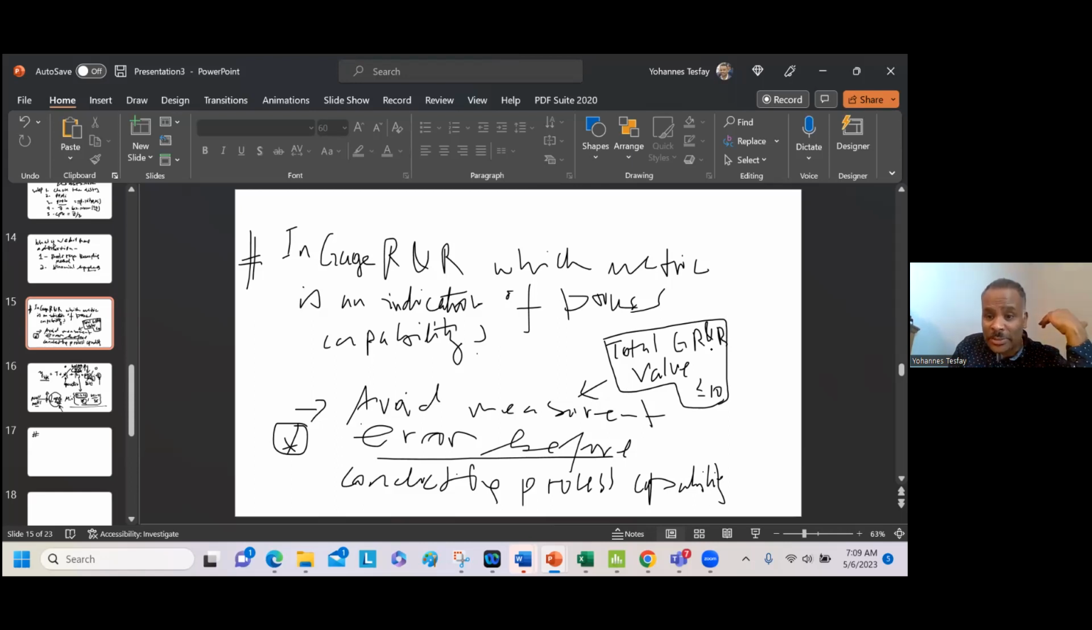If it is less than 10%, my gauging system is okay. It's repeatable and reproducible. Then I'm going to go to conduct a gauge R&R study, with built-in process capability analysis.